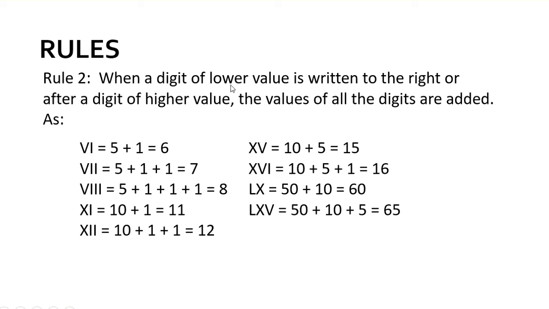When a digit of lower value is written after a digit of higher value. The first example, this V stands for 5 and I stands for 1. 1 is written after 5 and 1 is of a lower value. So what to do? You have to simply add that. That is 5 plus 1, it is 6. The same case here also. In all these cases, you can see the values given towards the right of this are added and we get the result.